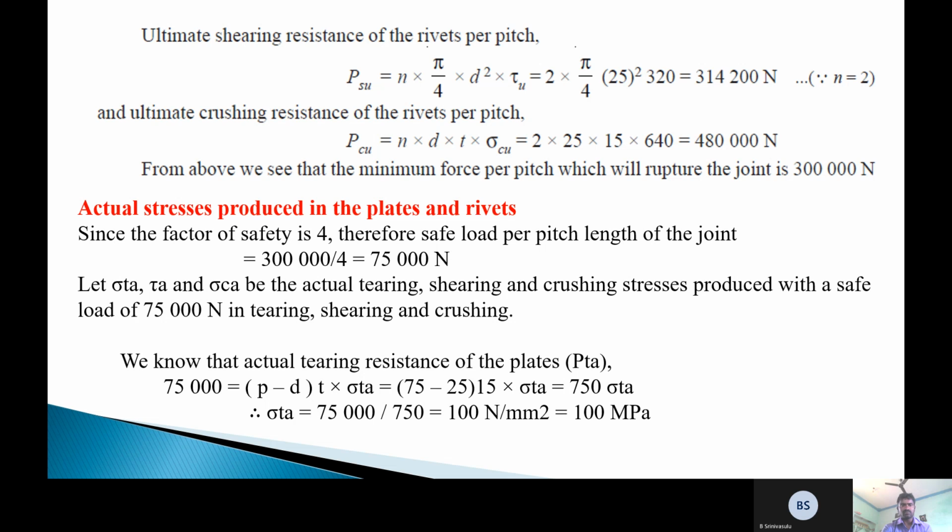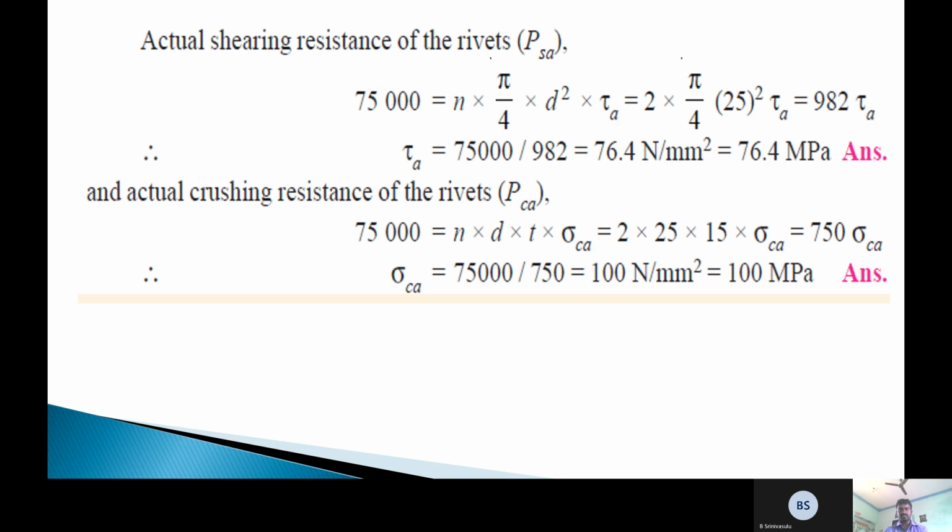These problems are taken from the RS Khurmi textbook. The actual shearing resistance of the rivets, P_SA, equals 75,000, the calculated value, which equals n into pi by 4 into d square into tau_A. Next, tau_A is calculated as 76.4 megapascals. Next, the actual crushing stress, the calculated value, sigma_CA equals 100 megapascals.